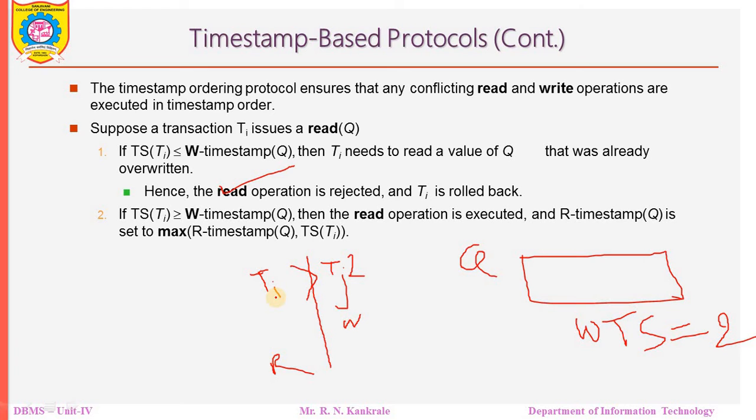Ti wants to read the value of Q and Ti has come after Tj. Shall we allow it? Yes, we should allow it, because Tj will finish execution first, then Ti will complete its execution later on. So there will be no chance of the transaction failing, no chance of rollback. That's why it is allowed. And suppose the timestamp of Ti is 3, then 3 will be assigned as the read timestamp of Q. So these are the conditions for read of Q.